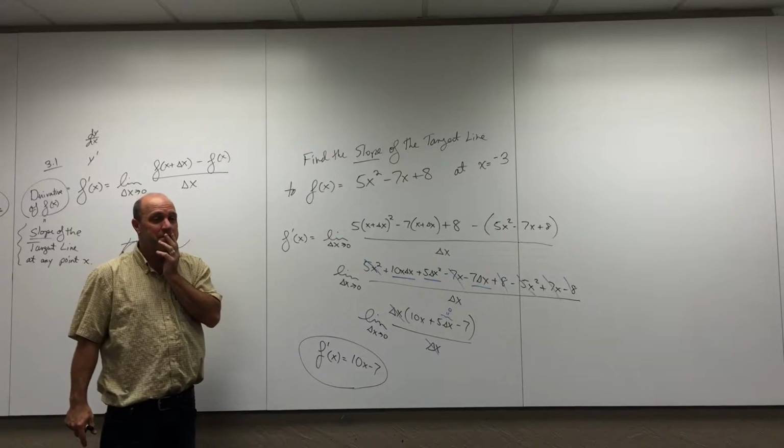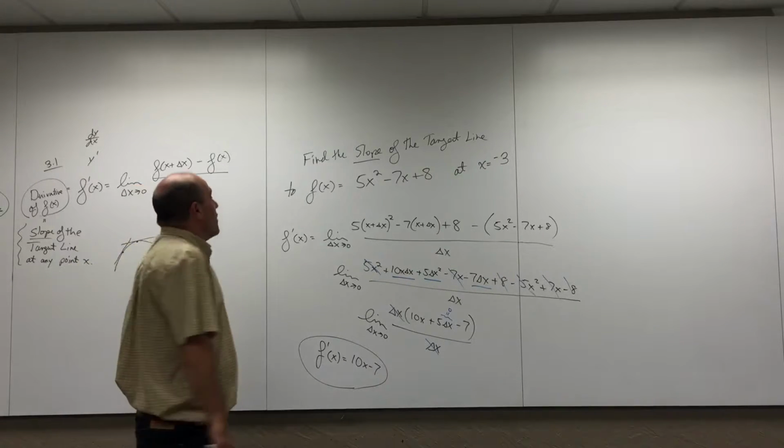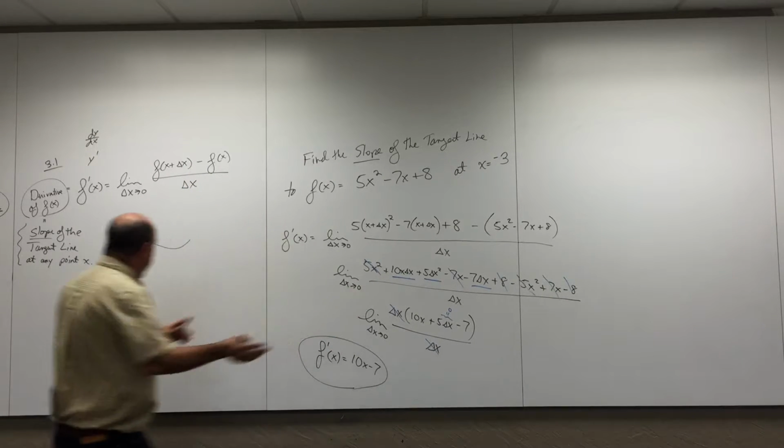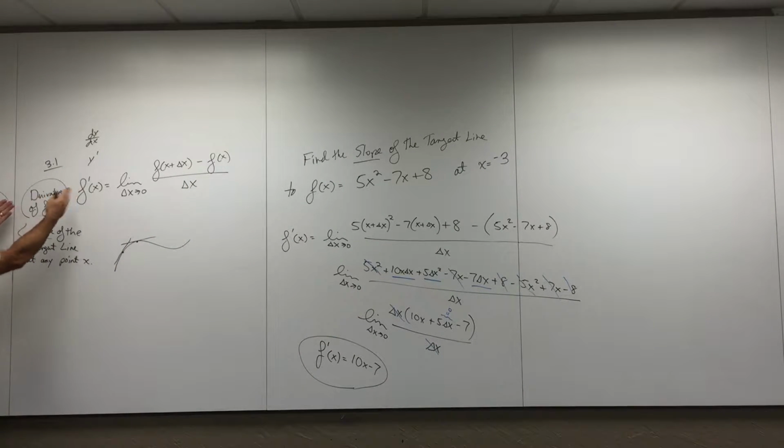So would you now just plug in that negative 3 to find out the answer? So this is the slope at any point x. When I do this derivative, it's at any point x. That's an important thought, right? It's this formula for any point x. So I got the slope.